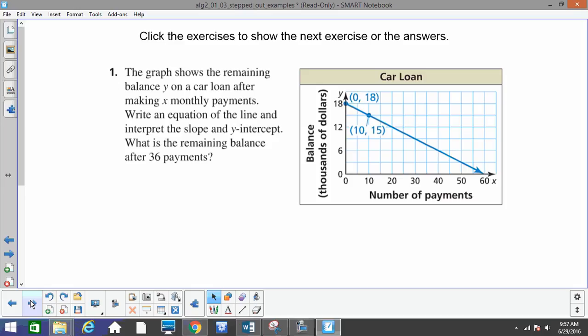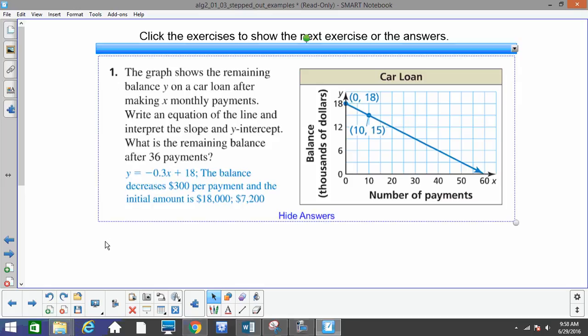All right, here we've got a graph, shows the remaining balance y on a car loan after making x monthly payments. Write an equation of the line and interpret the slope and y-intercept. What is remaining balance after 36 payments? Well, I want to get that slope first.